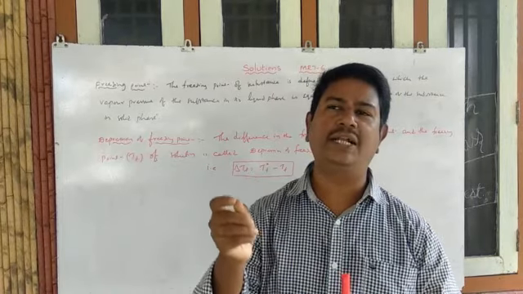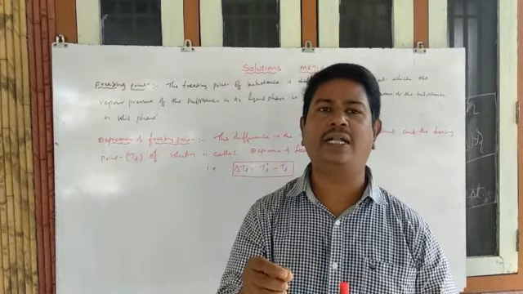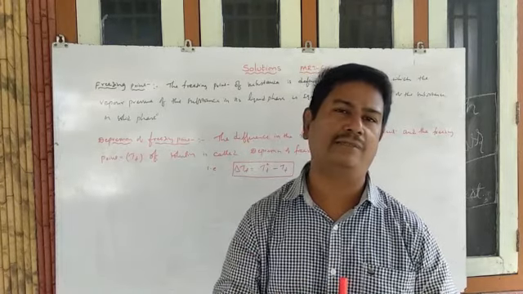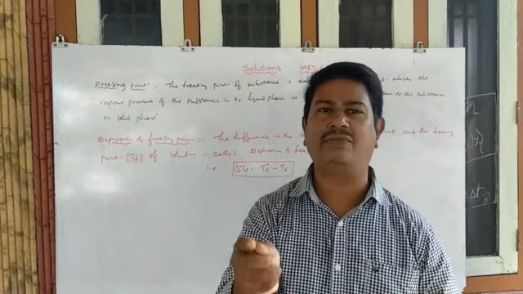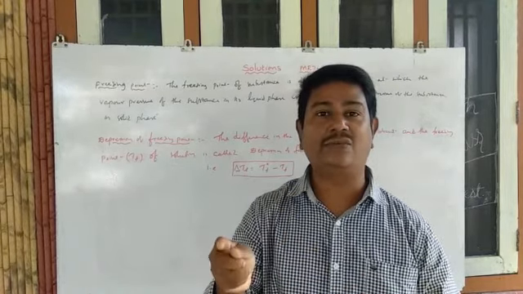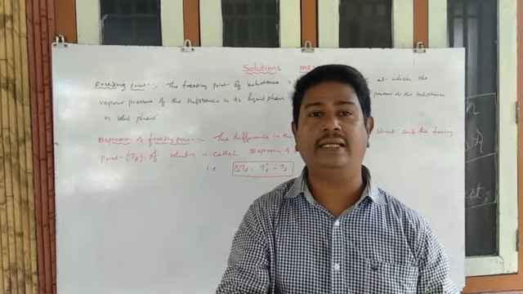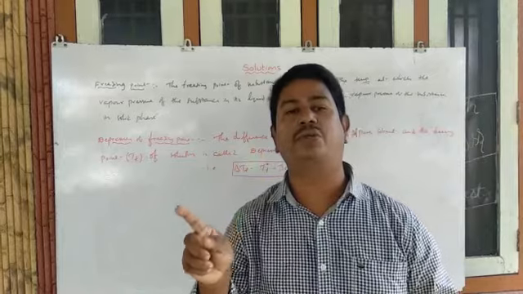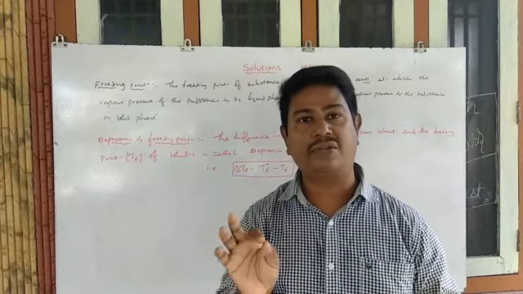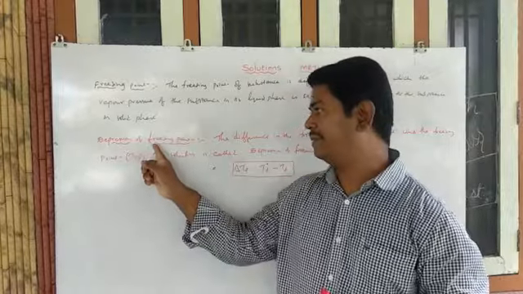Due to the addition of a non-volatile solute into the solvent, the freezing point decreases. Such a phenomenon is called depression of freezing point, and it is one of the colligative properties. Why? Because it depends upon the number of solute particles but not the nature of the solute. Clear?